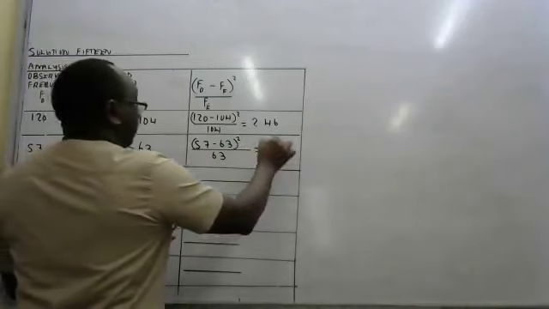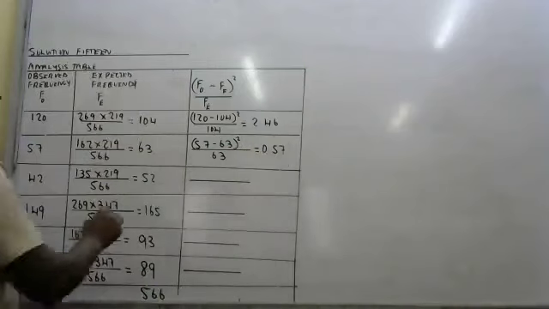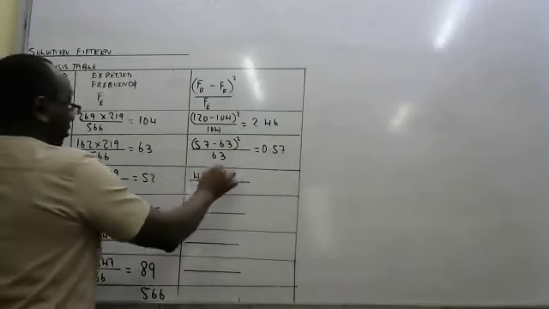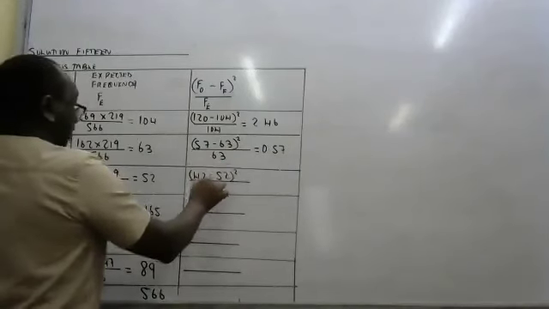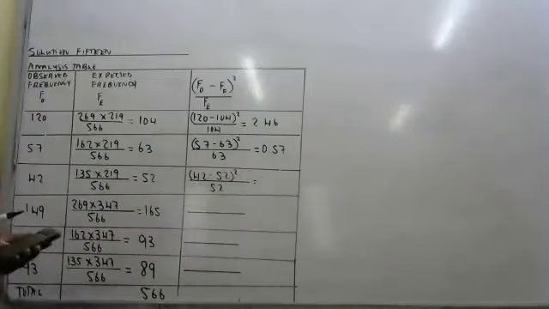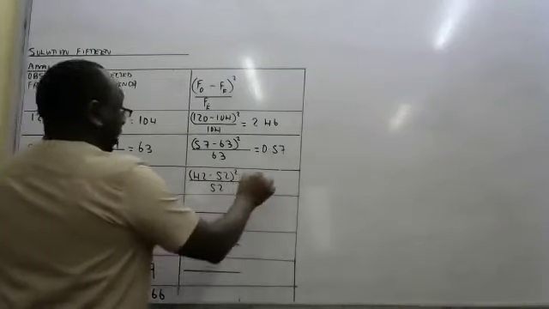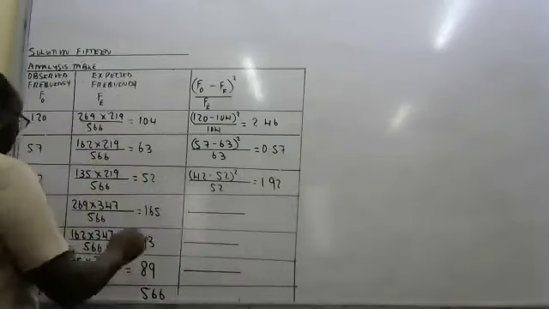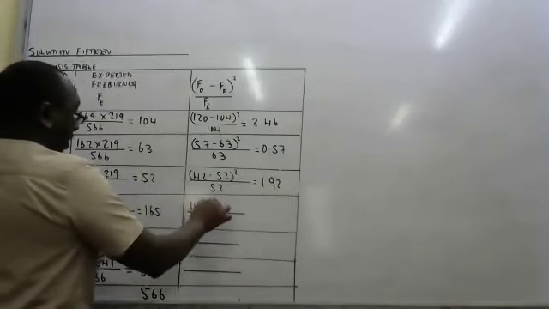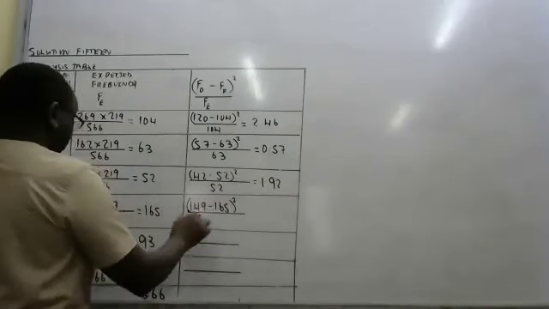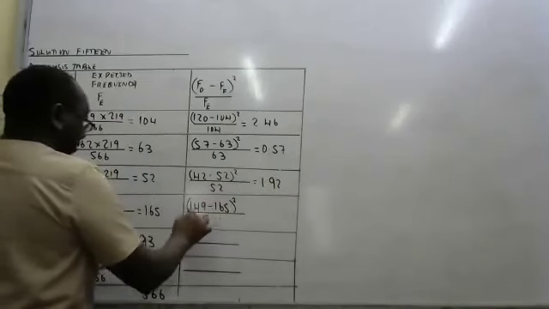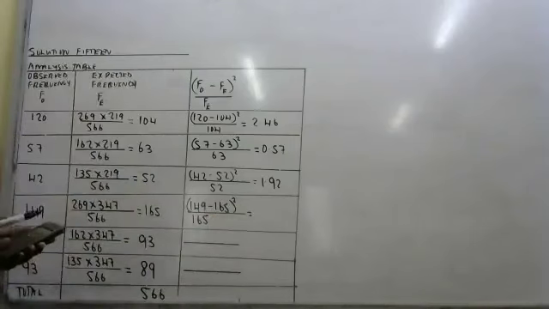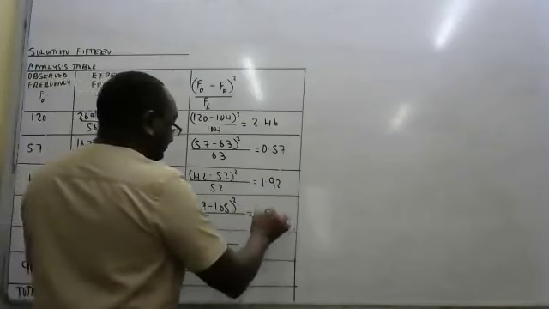It is 0.57. Then 42 minus 52. You square, you divide by 52. So that must be 10 squared, which is 100 divided by 52, and get 1.92. Then 149 minus 165 squared, you divide by 165, is 1.55.